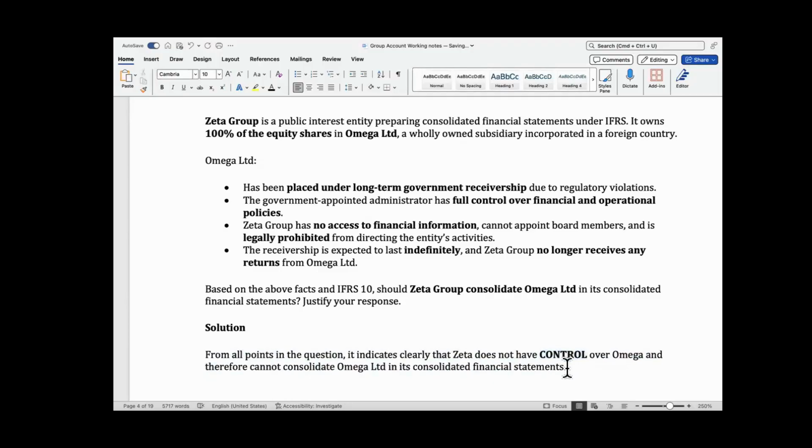Sir, in a real life scenario, if this story of Zeta and Omega is a real scenario, is there any way out, or is the investment just wasted? Is there any way out for Zeta?